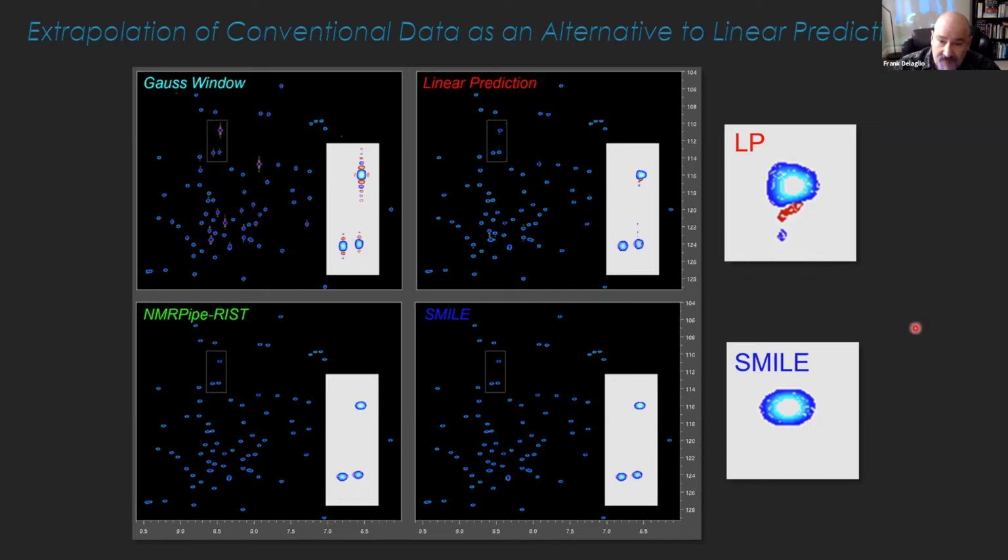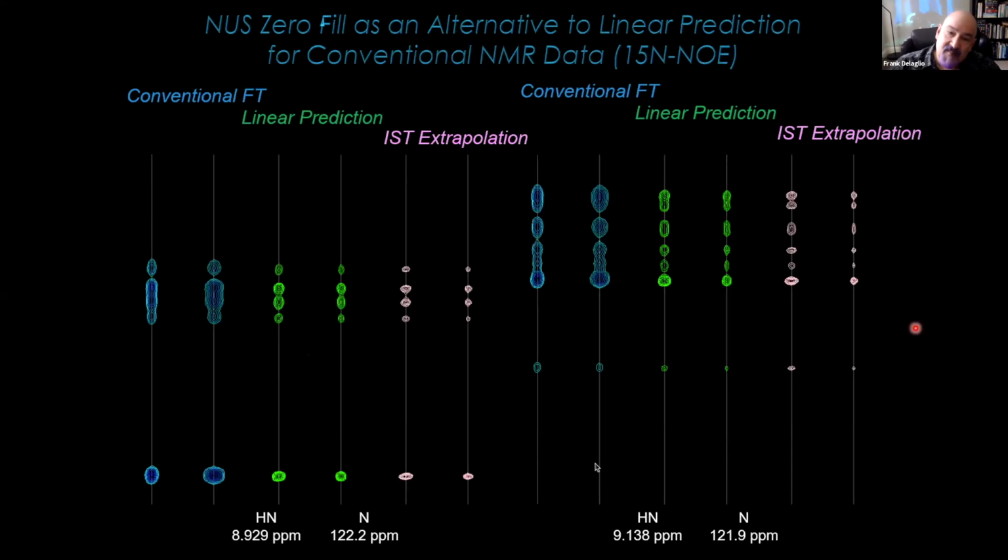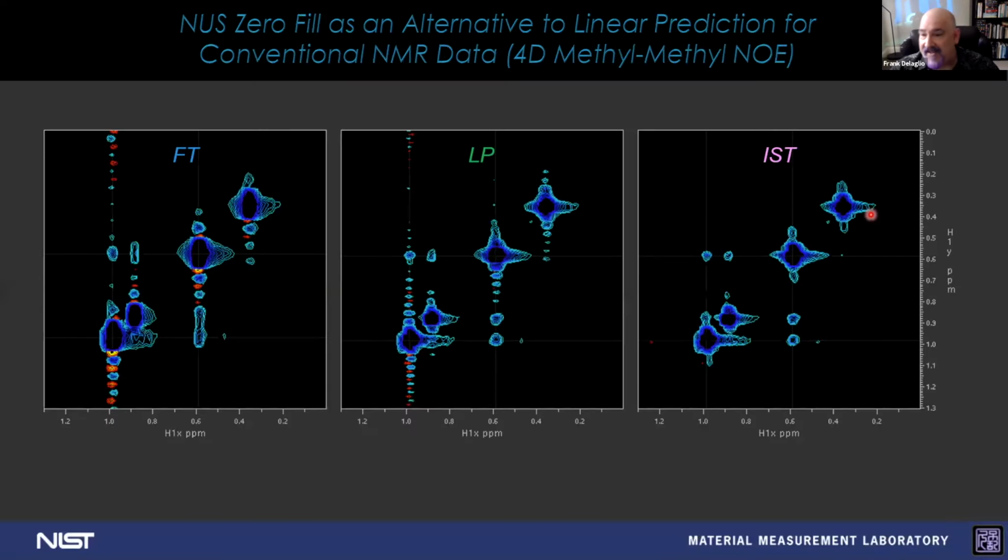So here's a 2D case, and forgive me, it's biomolecular. Here's a biomolecular 3D case. So originally measured data that were processed with linear prediction, or data that were extrapolated by IST in the two indirect dimensions. So better result. And in 4D, the case is even more remarkable. So here's a region from a 4D reconstructed by FT, by linear prediction, by IST. And so there's much better artifact suppression with this method than with the other two.